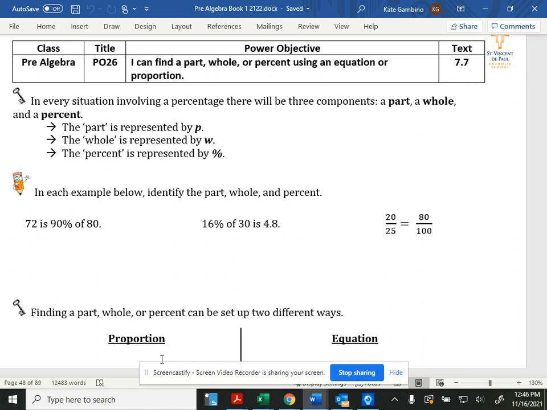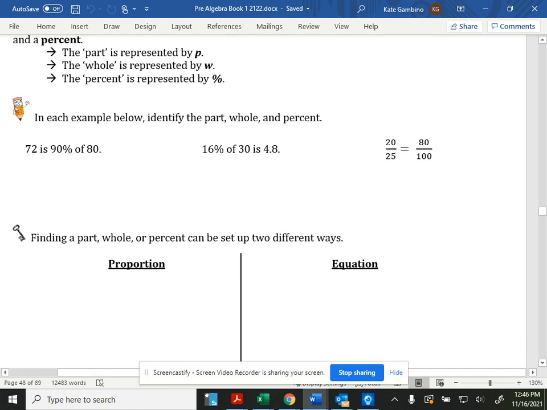So in every situation involving a percentage, there'll be three components: the part, the whole, and the percent. The part is represented by a P, the whole is represented by a W, and the percent is represented by the percent sign. So in each example below, we're going to identify what is the part, the whole, and the percent. So we're just going to write underneath it. So the percent is kind of easy, right? Percent has the percentage sign next to it.